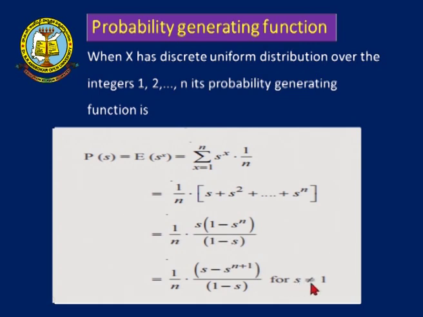For s not equal to 1, only then is this function defined; otherwise the value goes to 0. That is why s is not equal to 1. This is the probability generating function of the uniform distribution.